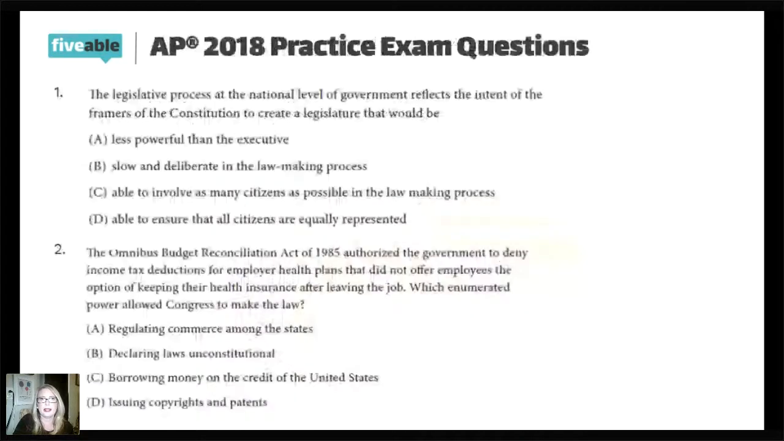Okay. So I want to walk us through three AP questions here. I'm going to give you about 2 minutes to read these and see what you think. And then we'll go over it. And if you'll put in the chat box what you think it is for number one and number two, that'd be great.